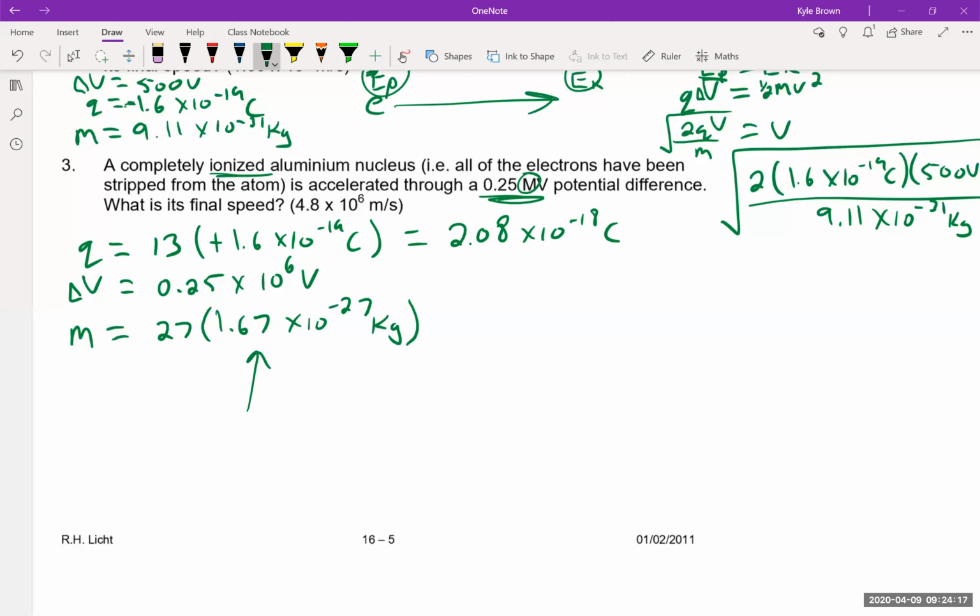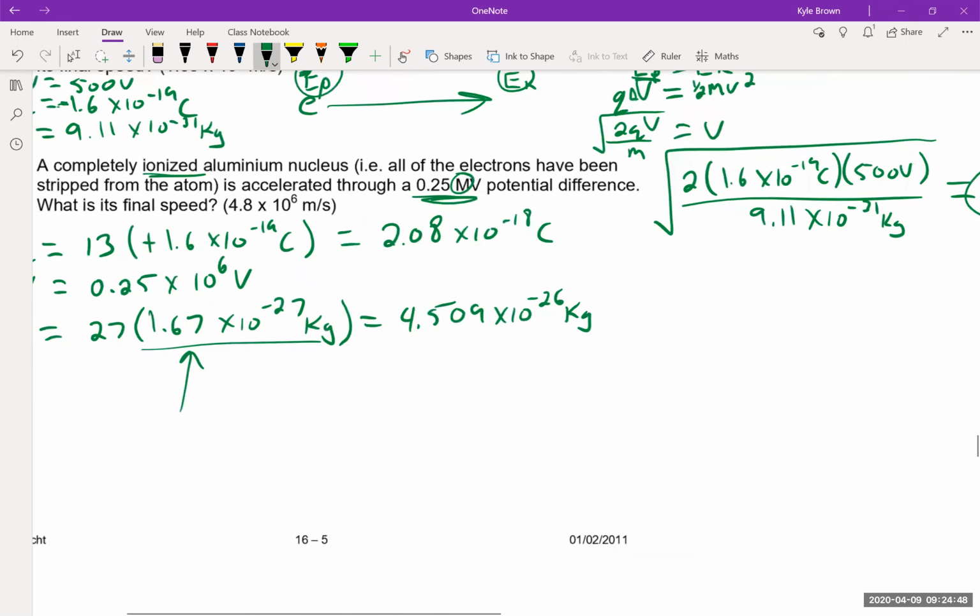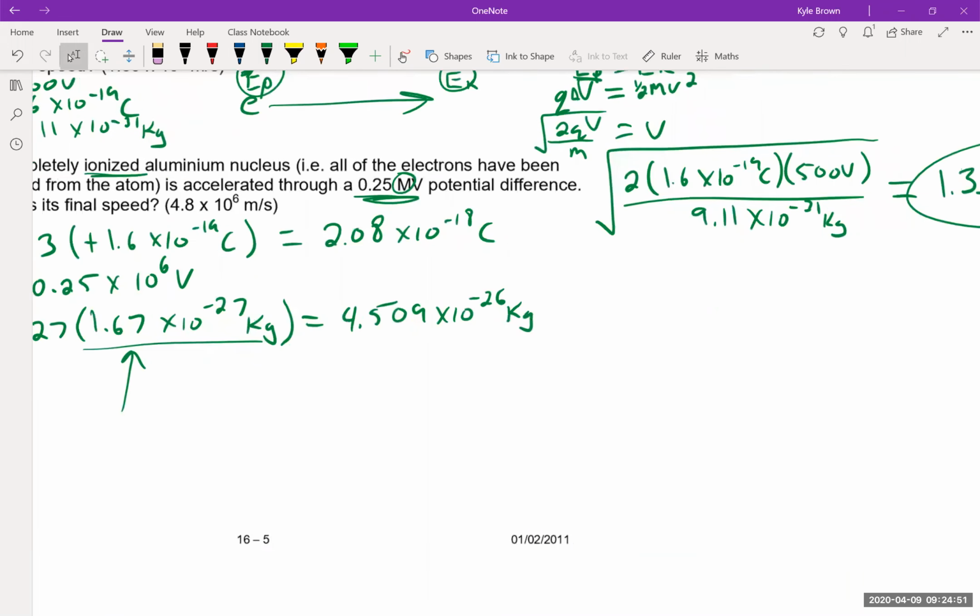And I just want you to know this, that it's actually the same mass for a proton and a neutron. They're very, very similar. Like in the unit coming up, we're going to talk about how they are slightly different, but for our purposes, they're very close. So we can just assume that they're all the same mass, protons and neutrons. And then that will be equal to 4.509 times 10 to the negative 26 kilograms. Okay, and then we have everything we need.